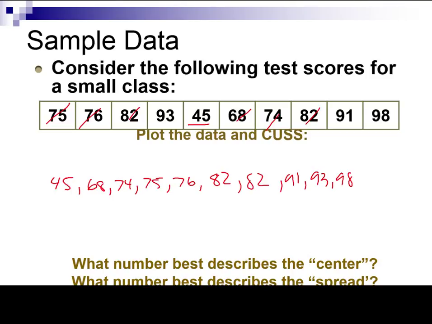But anyways, here's the data. It's in order. That's what we want to do. We want to be able to talk about all this good stuff. So let's talk about center real quick. Center, it's going to be the middle one, right?